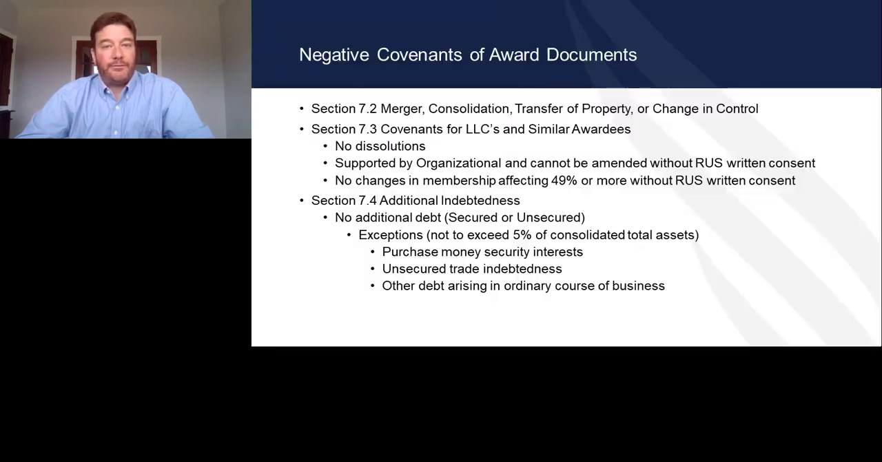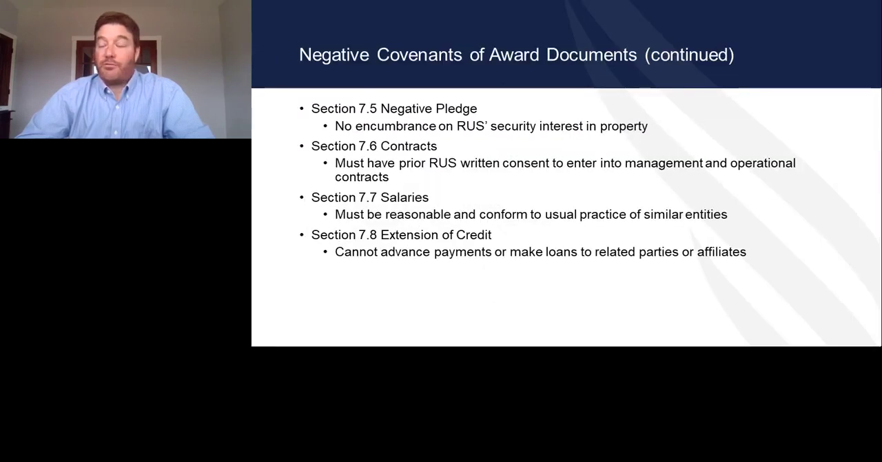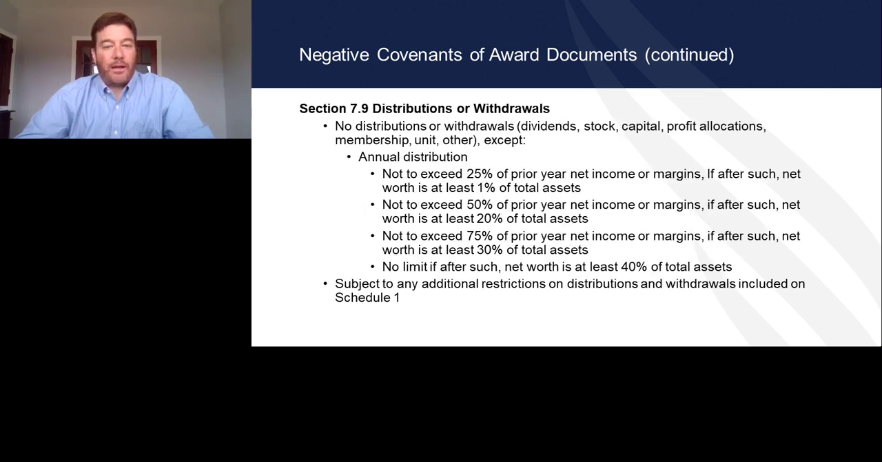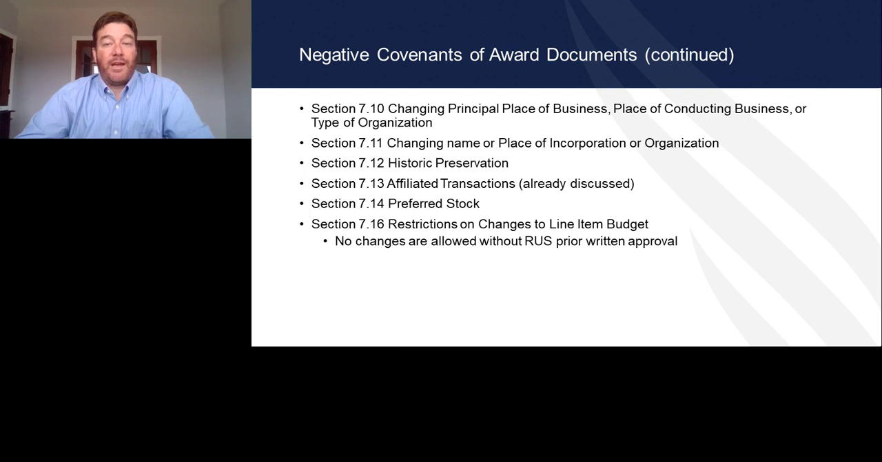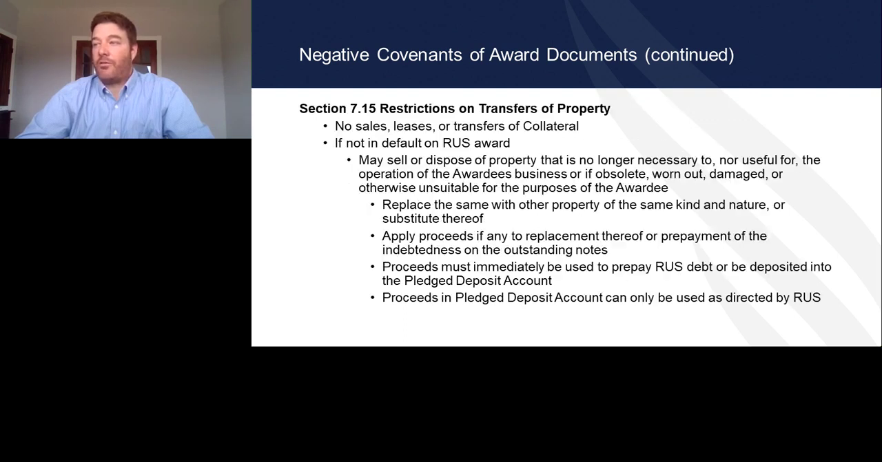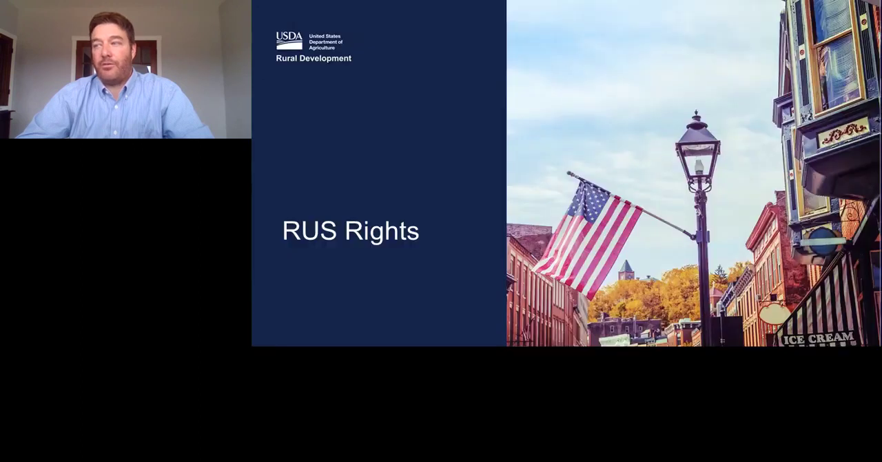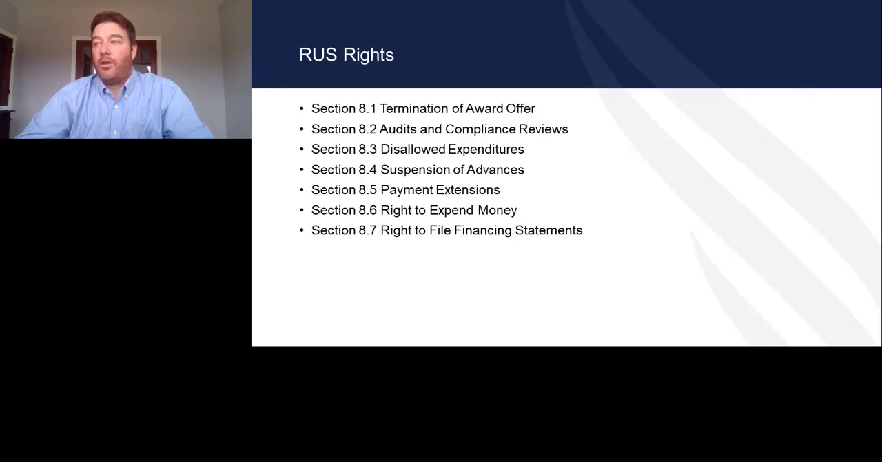And then the award documents also reserve certain rights for RUS. The award documents provide for RUS to perform any of the following actions. You can see termination of an award offer. We have audits and compliance reviews. We are allowed to disallow expenditures. We can suspend advances if there's issues going on.